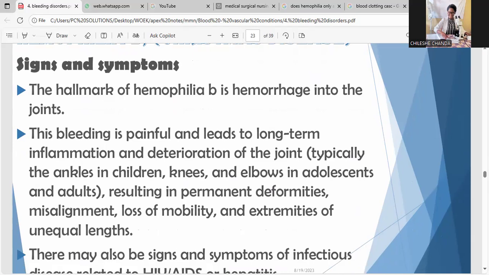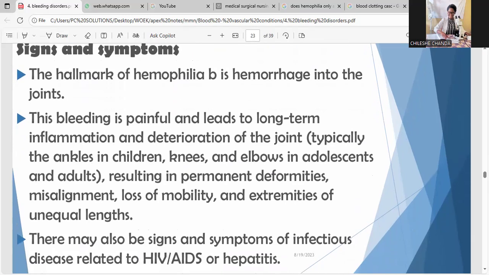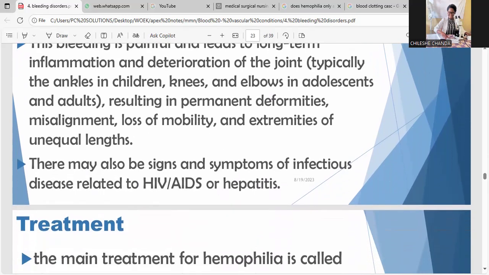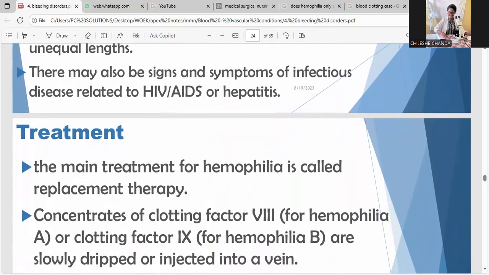However, we have major joints such as the ankles, the knees, and elbows in adolescents, okay, and in adults. Now, this is going to result in permanent deformities. There's going to be misalignment, loss of mobility, and extremities of unequal length. So you find that this patient is going to have all these mobility problems.